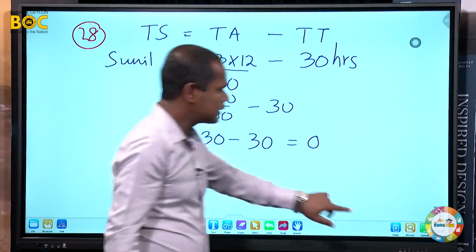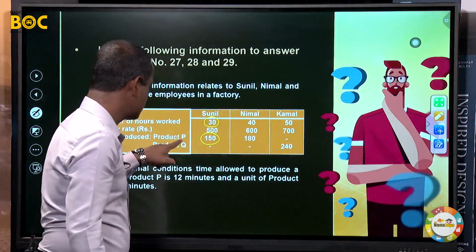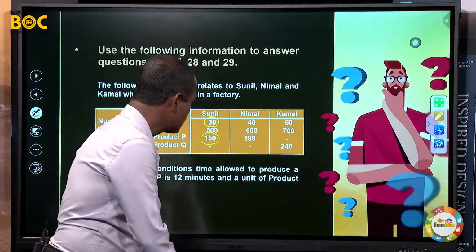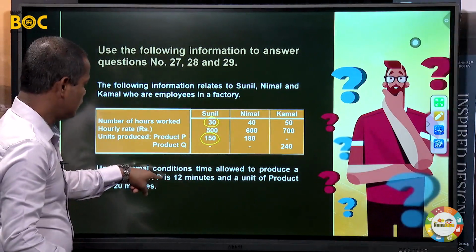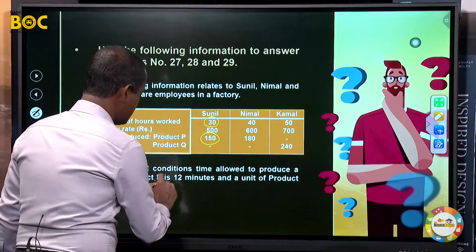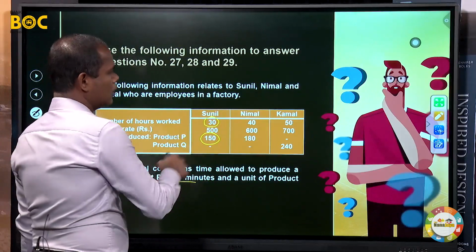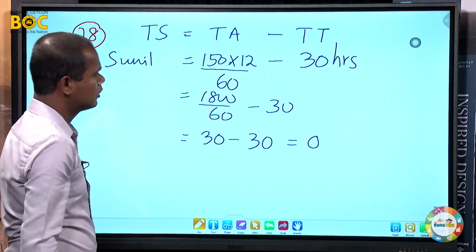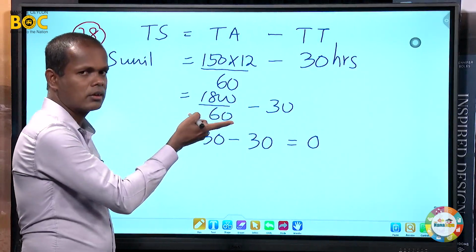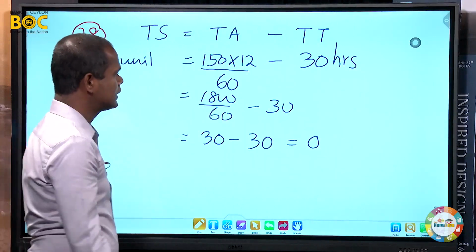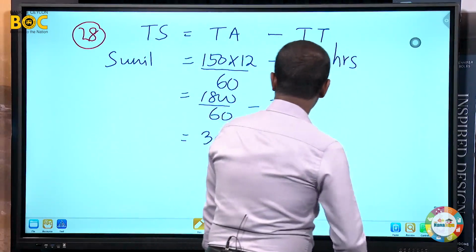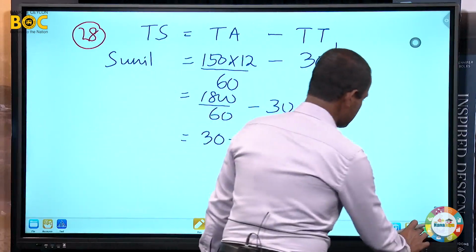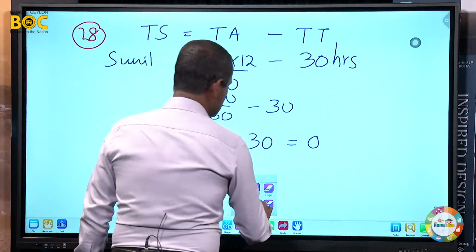Mr. Sunil has completed product P. For product P, 12 minutes are allowed. 150 units into 12 minutes, you can identify how many minutes he has used. To convert into hours, you divide by 60. Then time allowed is 30 hours, time taken 30 hours, 0 time saving. So the first employee has no saving.